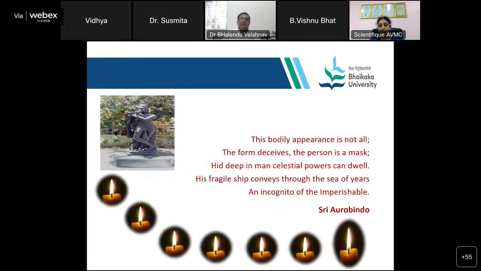Finally, these beautiful lines from Aurobindo's Savitri. This bodily appearance is not all. The form deceives. The person is a mask. Hid deep in men, celestial powers can dwell. This fragile ship conveys through the sea of years an incognito of the imperishable.